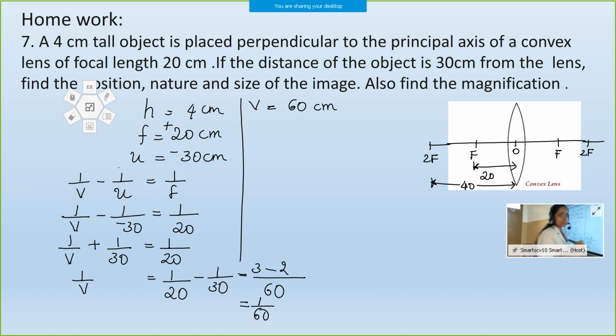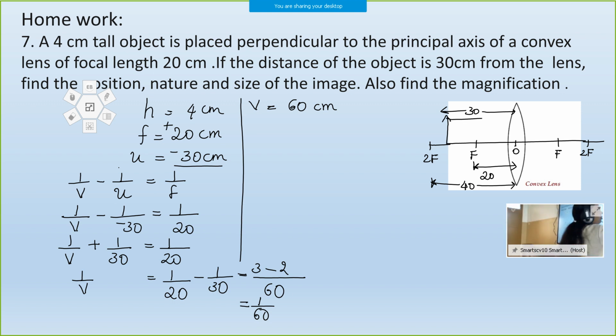So where is the object kept? It is kept at a distance of 30 centimeter. That means it is between 20 and 40, that means it is between F and 2F. So where should we draw the object? The object should be drawn between F and 2F because it is given that the object distance is equal to 30 centimeter. So which is the case? Here the object is kept between F and 2F. So where should the image be obtained? The image should be obtained beyond 2F, isn't it?